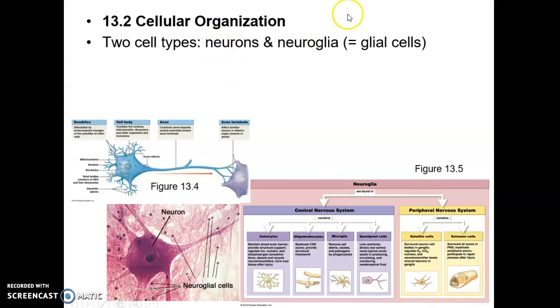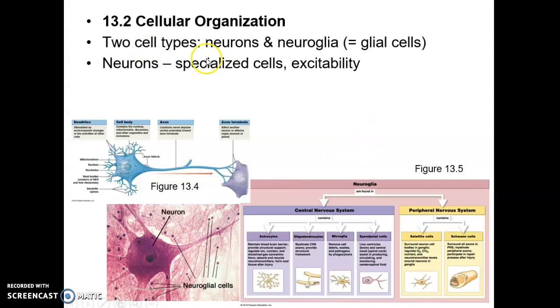Okay, let's look a little bit at the cells of the nervous system. Two types of cells, if you remember, neurons and the supporting neuroglia or glial cells. So neurons, these are specialized cells. They have excitability in the sense that once they're stimulated to the proper extent, they will generate an action potential. Okay? The stimulus depends on the neuron.